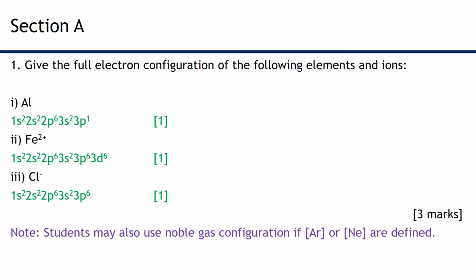Note that it does say in the question you have to give the full electron configuration, and that's what I was expecting to see. If you gave the noble gas configuration and you only gave the noble gas configuration, then this would have been marked as incorrect. However, if you defined what your noble gas configurations were first, then I would have accepted the noble gas configuration for these elements or ions.